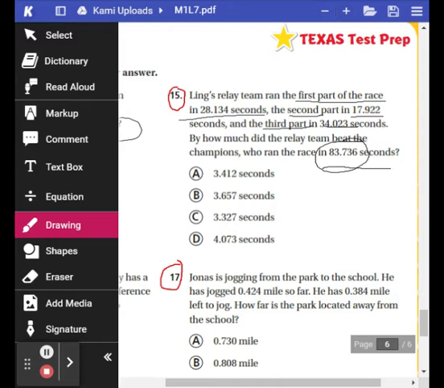I cannot take 9 from 6, so I need to regroup. That 3 becomes a 2, and this becomes a 16. So I have 16 minus 9 equals 7. I can't take 7 from 2, so I need to regroup. This becomes a 6. That becomes a 12. 12 minus 7 equals 5. Good job. 6 minus 0 equals 6.